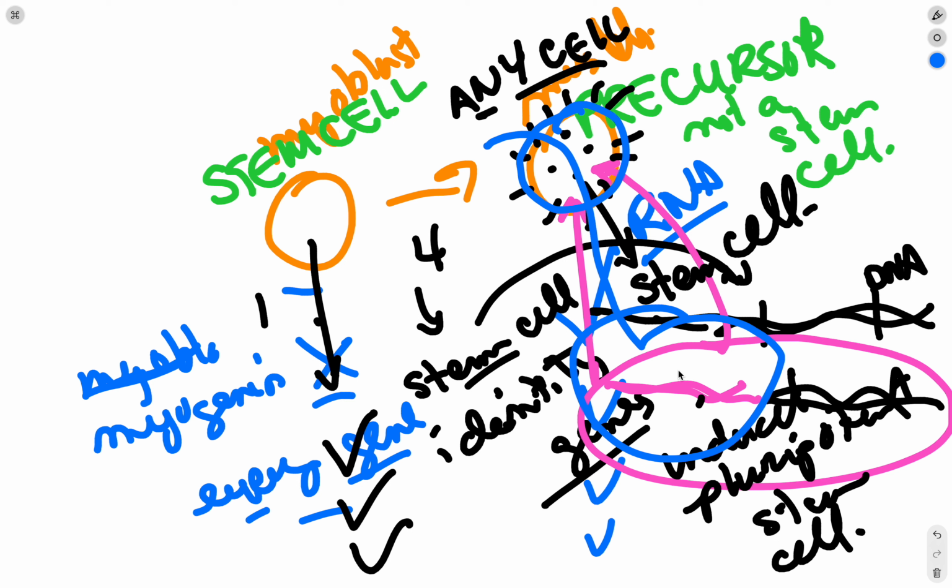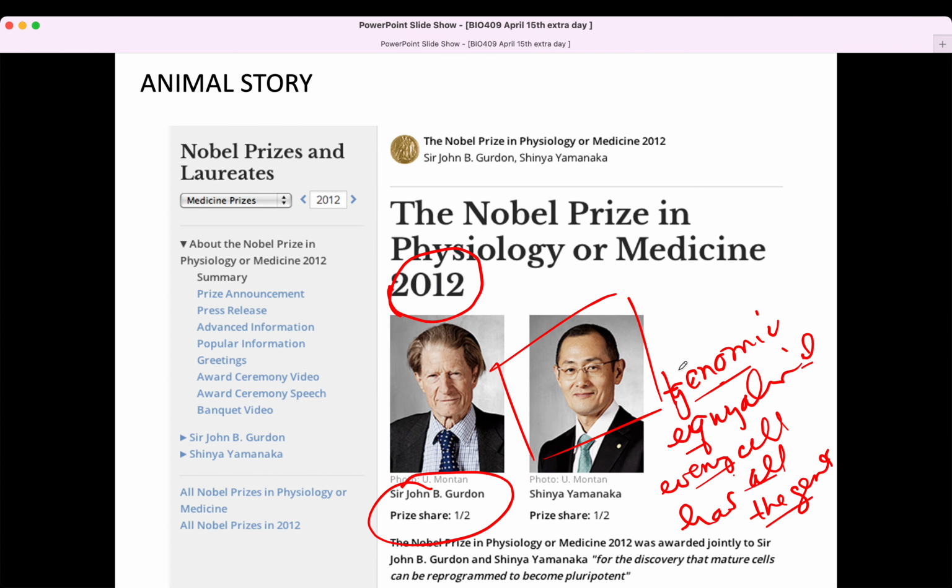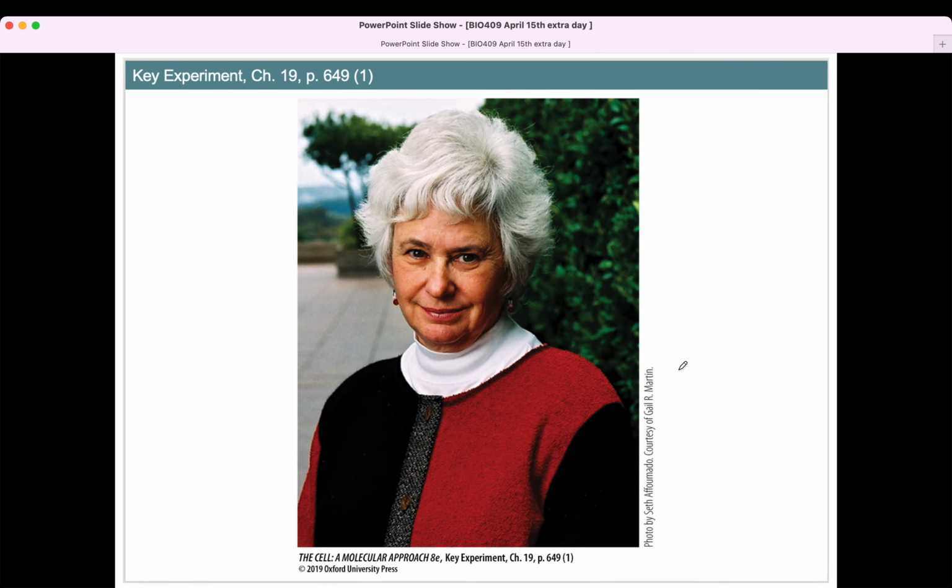So there would be no risk of graft rejection because it's an autologous, the patient's own cells. And so that's a reason why scientists are studying these induced pluripotent stem cells. And the book talks just a little bit about the history of that work.